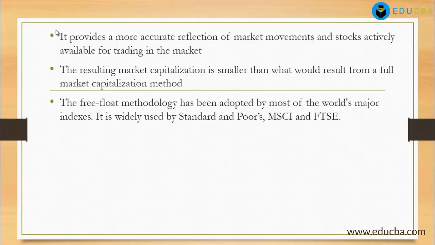It provides a more accurate reflection of market movements and of stocks actively available for trading in the market. The resulting market capitalization is smaller than what would result from a full market capitalization method. The free float methodology has been adopted by most of the world's major indexes. It is widely used by S&P, MSCI, and FTSE. Why? Because if you take only those shares which are readily available in the market, it will give you precise data on how exactly the index is working instead of taking the locked-in shares.